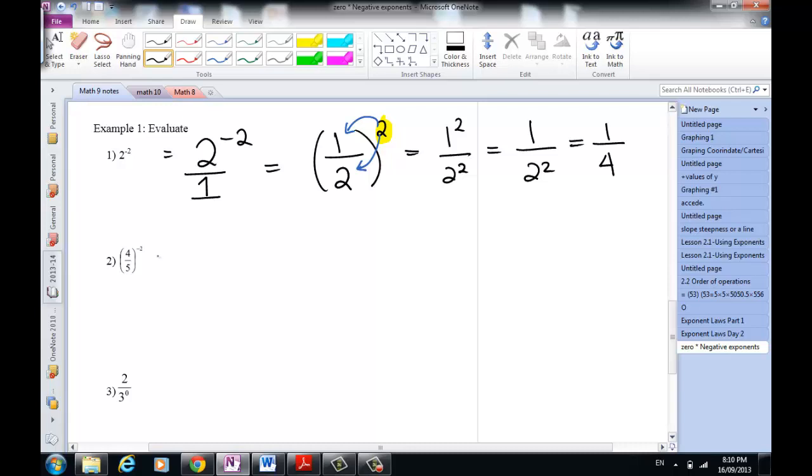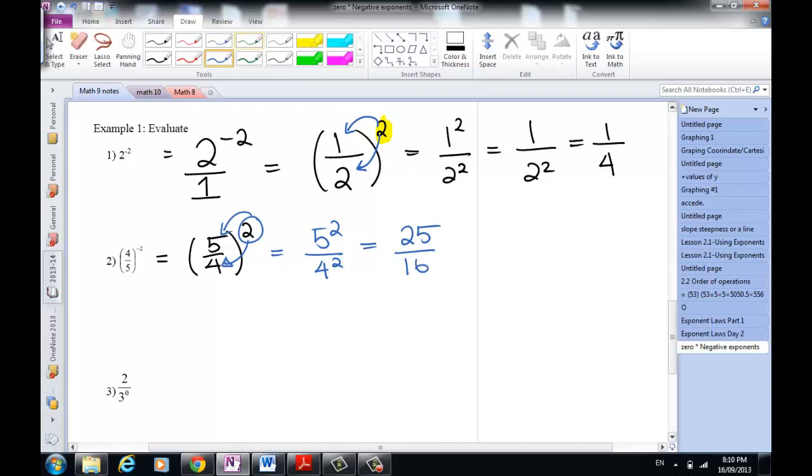Alright, another example, a little bit more complicated. We're going to take the reciprocal. So the reciprocal of 4/5 will be 5 over 4, and the exponent is becoming positive. And again, this exponent is affecting everything inside of those brackets, and therefore I could write this as 5 squared over 4 squared, which is also equal to 25 over 16.